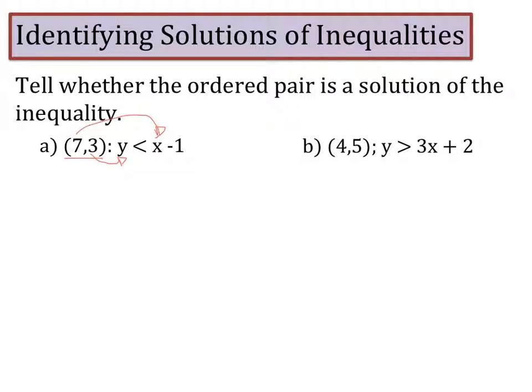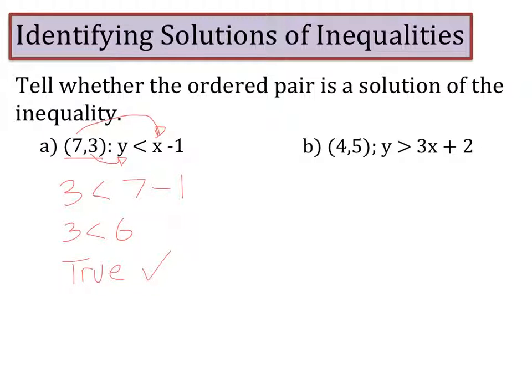So if we exchange the y with a 3, we have 3 is less than 7 minus 1. Now if we simplify that out, we're left with 3 is less than 6. Now, that is true, so therefore 7 comma 3 is a solution to the inequality. So if it's true, it is a solution. If it's false, it's not a solution.